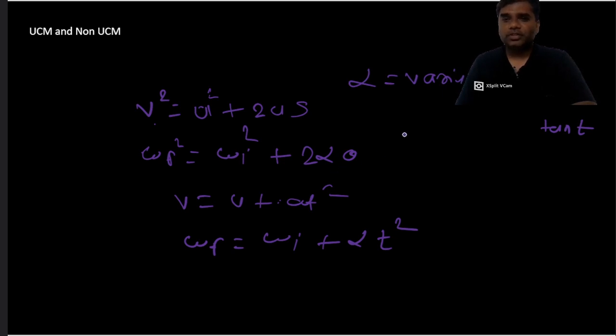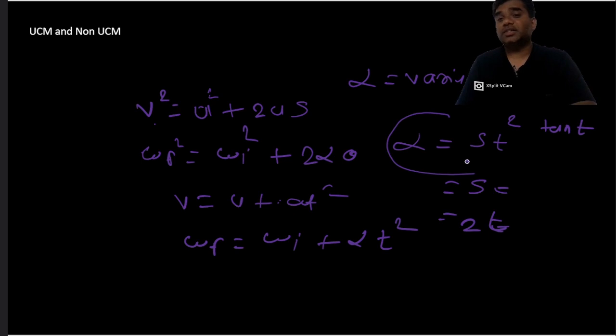But if alpha is variable, they will give a certain relationship, like alpha having a relationship with time, like 5t square, 5t or 2t. Then you have to calculate the value of alpha at that instant, and then you have to use that value.